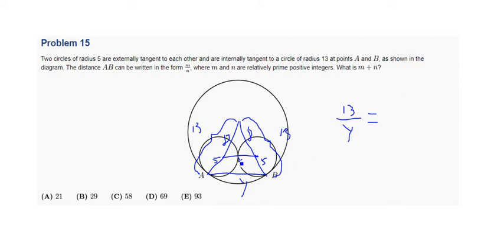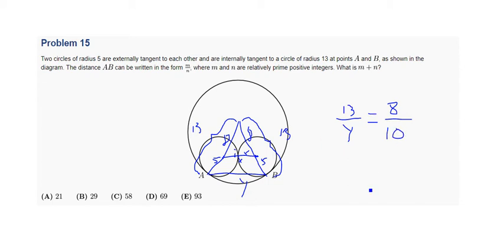Oh wait, and we have this x right here. Well, what is x equal to? x is equal to 10, because from this tangent point right here to this center right here is 5, because essentially that's a radius. We're going from the center to the end point. And same thing with this, from the center to the end point, so that's also 5. So we know x is equal to 10. So we're setting up proportions: 13 over y is equal to 8 over 10.